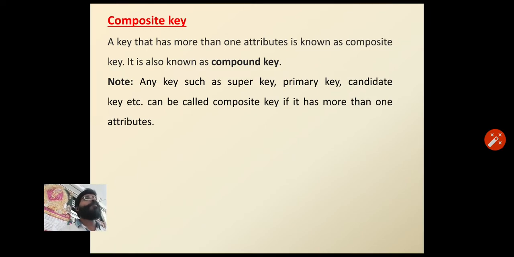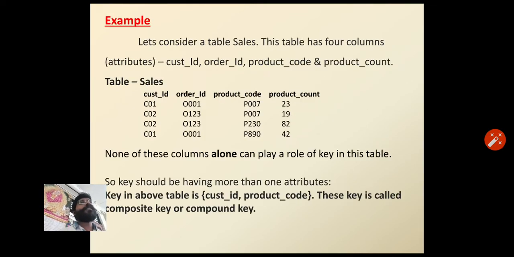That means a group of attributes can be made a composite key, but the group of attributes must be able to uniquely identify the records. We can explain it with an example. Here, let us consider a table, sales. This table has 4 columns, that is 4 attributes: customer ID, order ID, product code and product count.